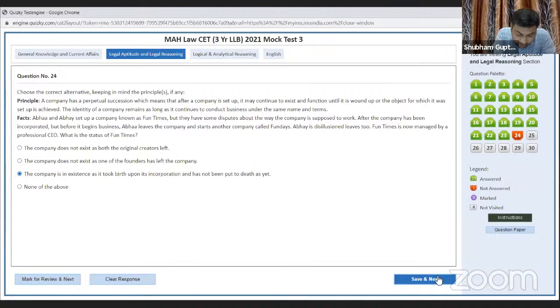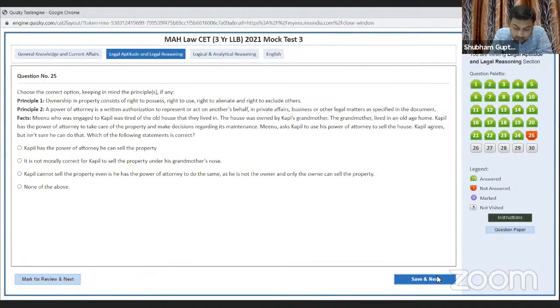So I think we are running out of time for this section. So let's quickly mark all six. So randomly, let's mark randomly.